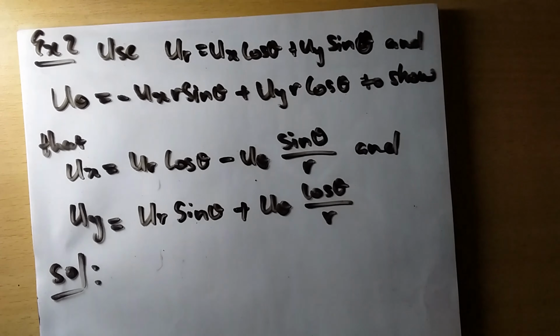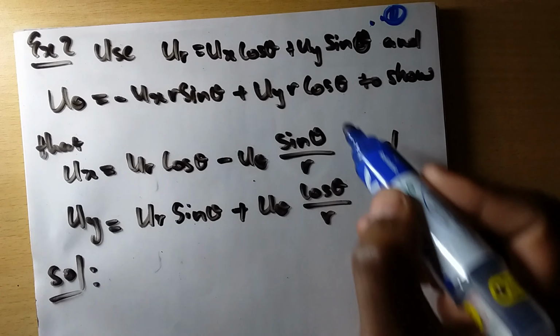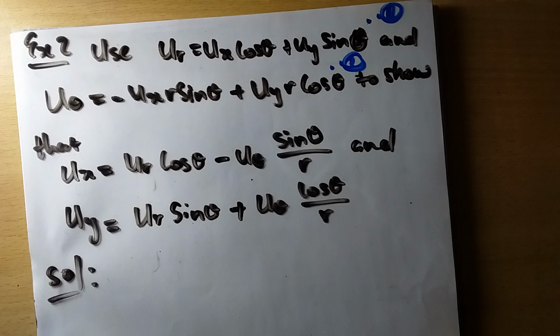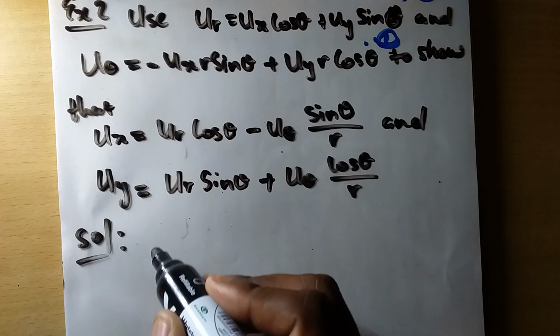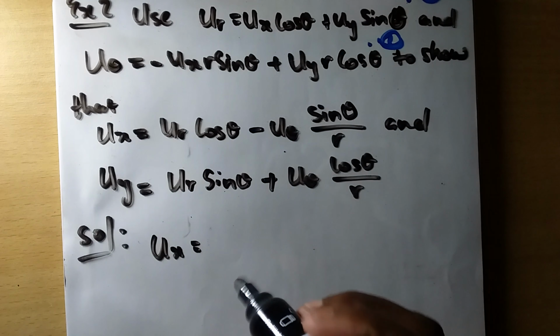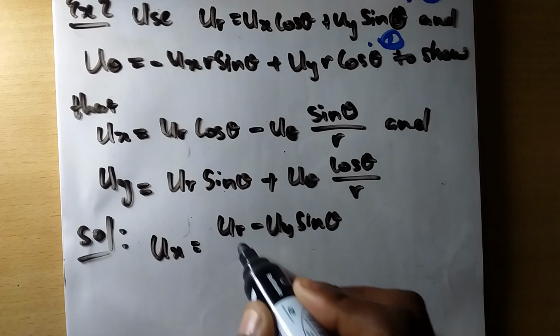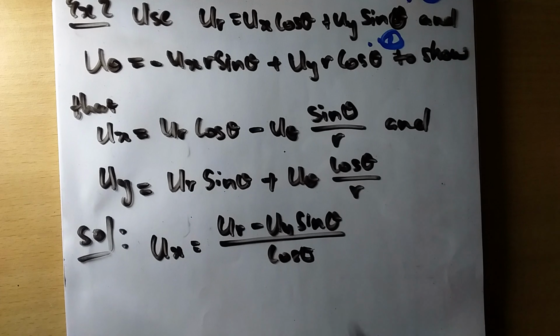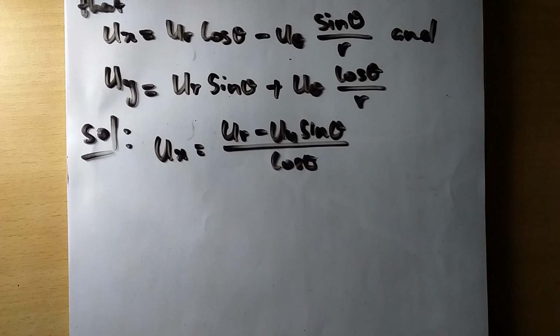Let us take this one as equation 1, and let us take this as equation 2. From equation 1 we can make U_x the subject of the formula. If you make U_x the subject, it's like subtracting this and dividing by that. So we have U_x equals U_r minus U_y sin θ divided by cos θ. We take this equation and substitute it in equation 2.